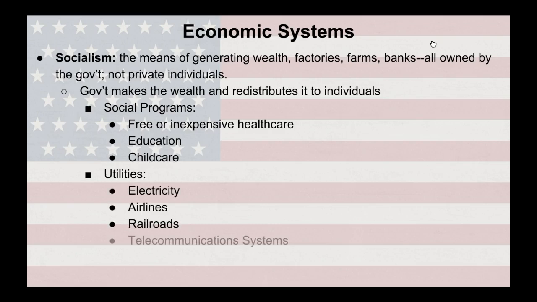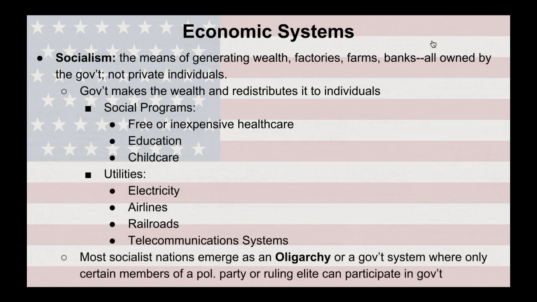Most socialist nations are going to emerge as what is known as an oligarchy, or a government system where only certain members of a political party or ruling elite can participate in government. And a good example of an oligarchic system that has socialism as its economic system is going to be China, right? Only members of the Communist Party can run for government. It's a very tyrannical style of socialism that sort of plays out as communism.